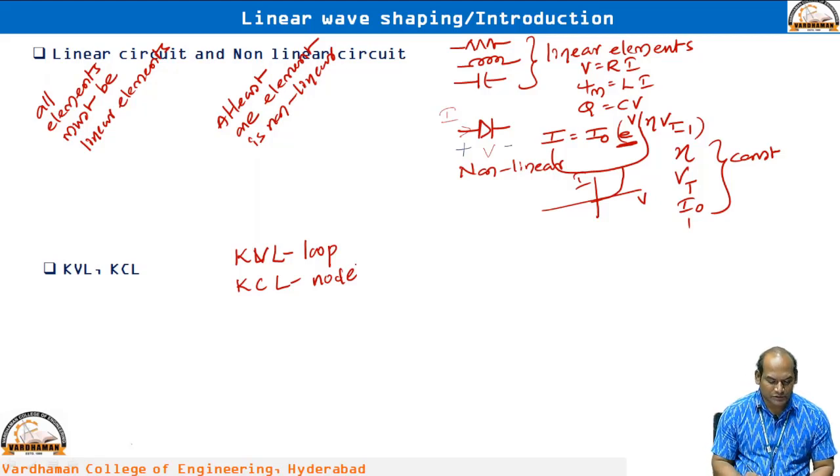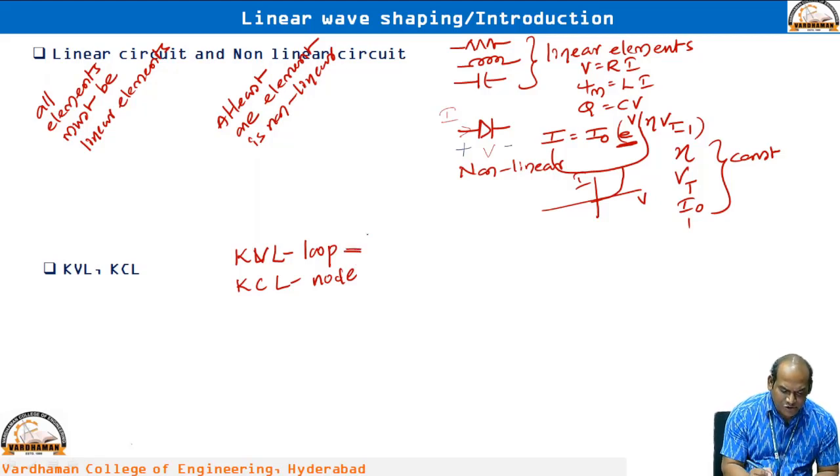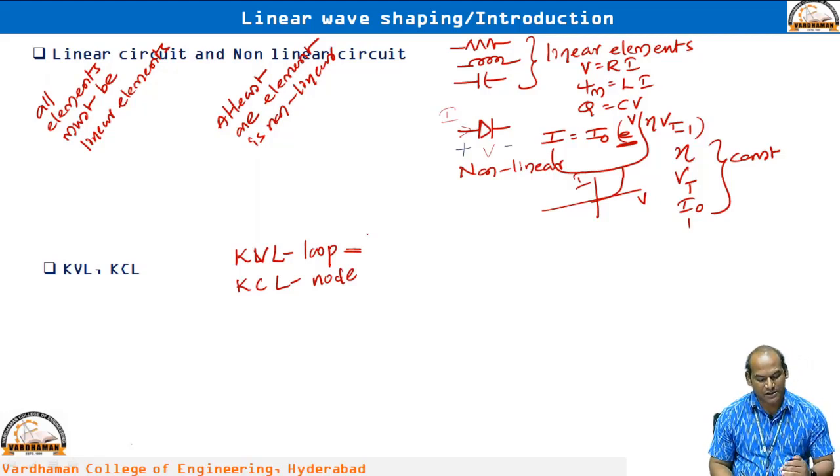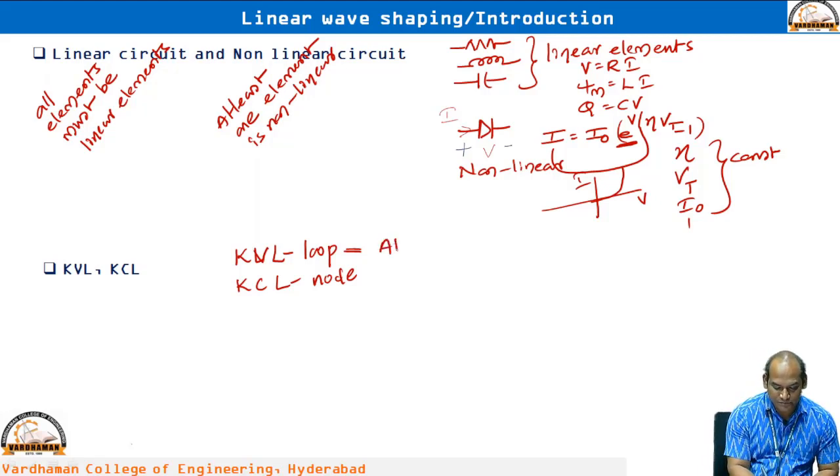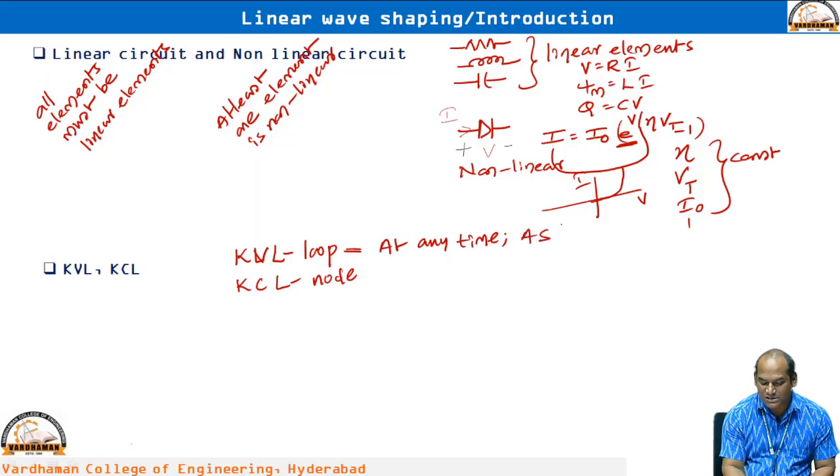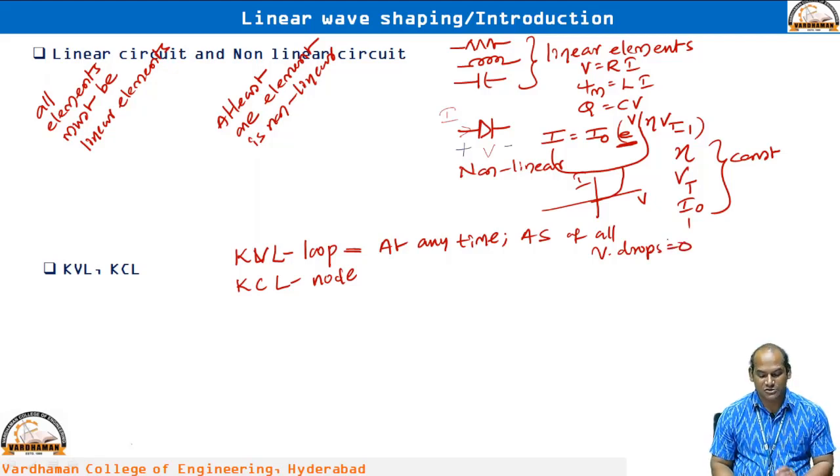Anyhow, I am interested to talk about the KVL compared to KCL, because several times we are going to apply the KVL. So, Kirchhoff's voltage law, once again I am repeating that one: in any loop, at any time, the algebraic sum of all voltage drops is equal to 0. That is very, very important, so that is what you have to remember.